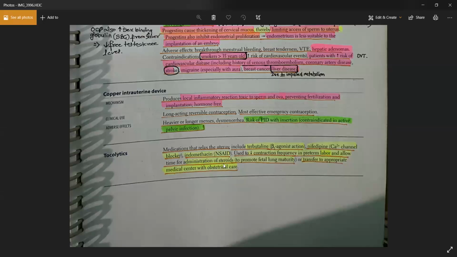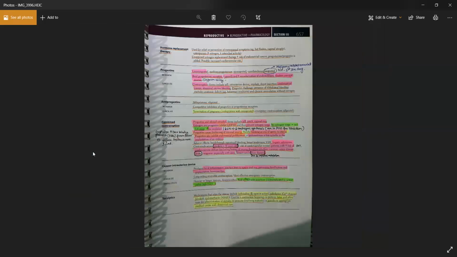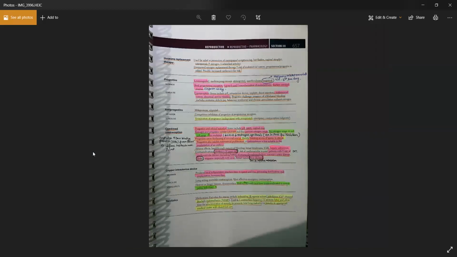The important therapy is the steroids. If the Step 1 asks you to choose one, you will choose the steroids first, because these are the most important things. After the steroids only, you will give the patient tocolytics, so that more maturation of the lungs can happen, right? Any doubt on this page?